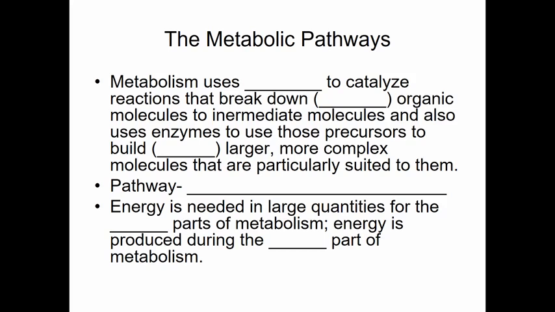All right, so energy is needed in large quantities for what parts of metabolism? For the anabolic parts of metabolism. Energy is produced during the catabolic parts. So a pathway is a series of chemical reactions that take substrates to products.